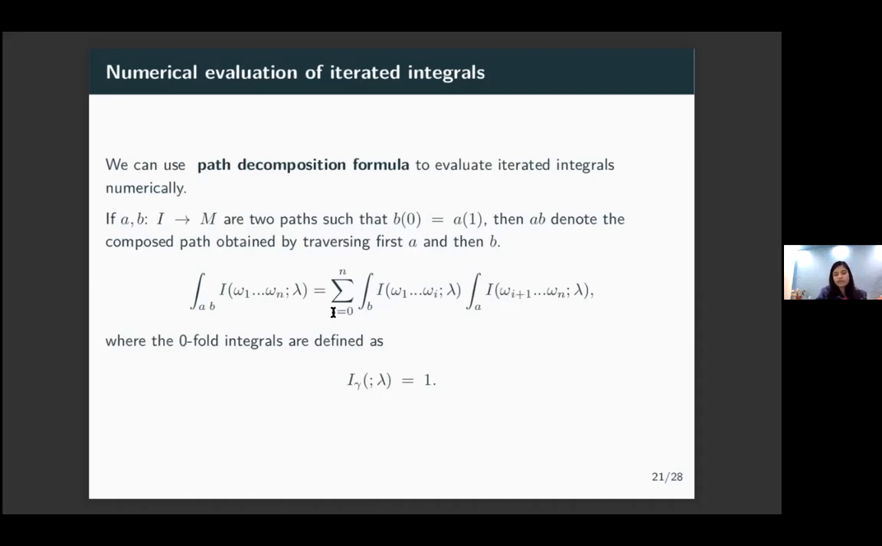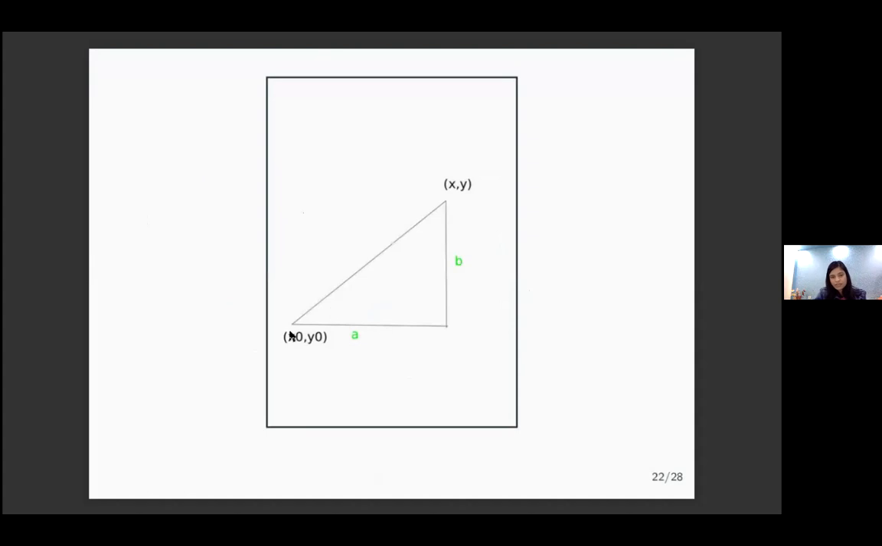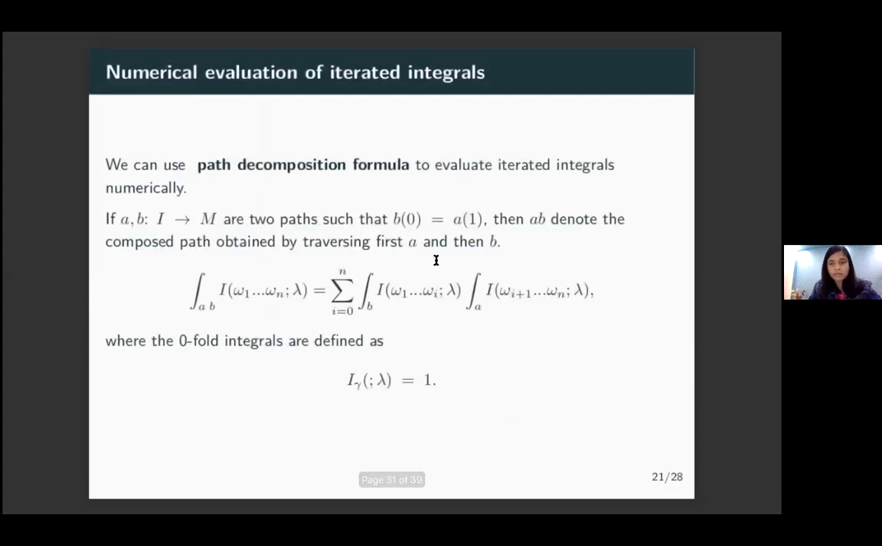Basically, in simpler words, if you want to evaluate these iterated integrals from the space point x0, y0 to any x and y, instead of just using a straight path, you can actually use two paths. You can evaluate the contribution of these iterated integrals on these individual paths, and then just patch them together using this formula. This is the path decomposition formula.